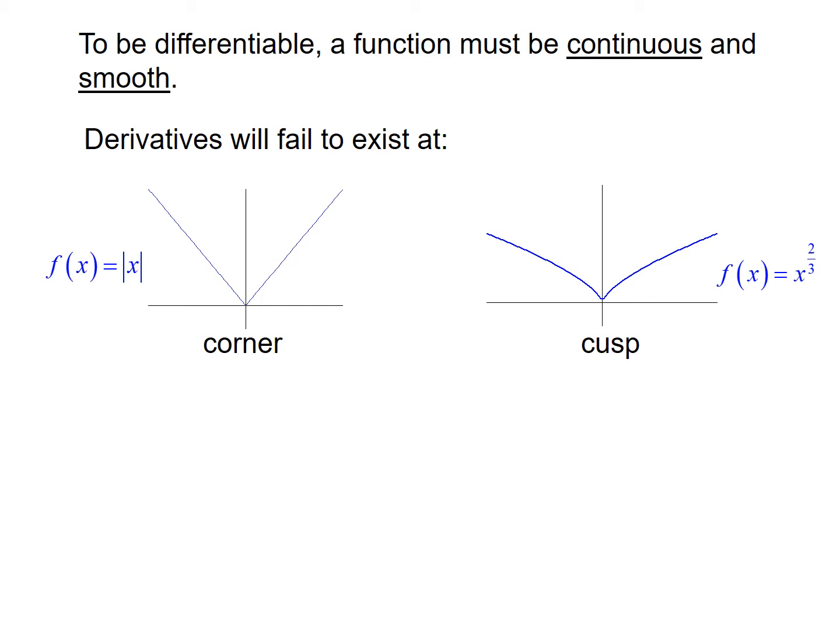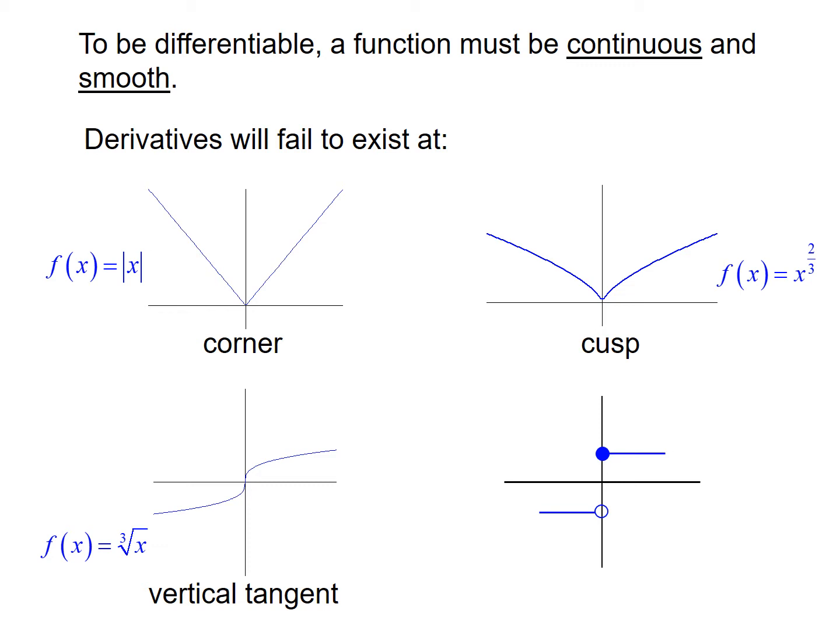A function is smooth at a point if the slope changes gradually. If the slope makes an abrupt change, then it is not smooth. So we would see that with a corner or a cusp. The derivative also fails to exist at a vertical tangent because the slope would be undefined, or a discontinuity, it would not be continuous.